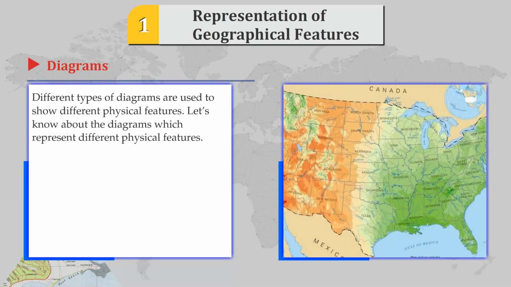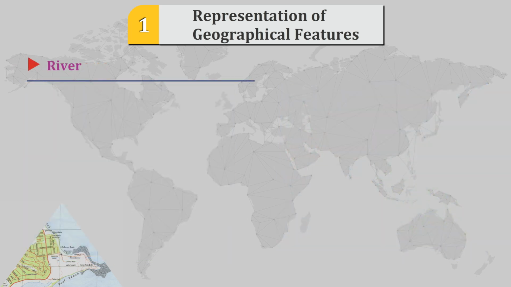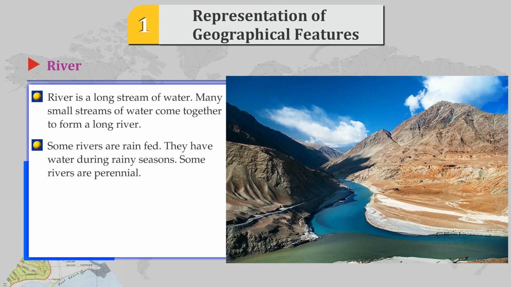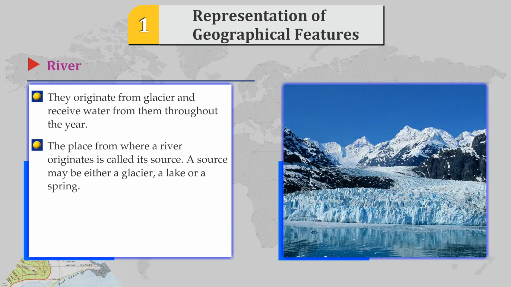Diagrams. Different types of diagrams are used to show different physical features. Let us know about the diagrams which represent different physical features. River. River is a long stream of water. Many small streams of water come together to form a long river. Some rivers are rain-fed. They have water during rainy seasons. Some rivers are perennial. They originate from glaciers and receive water from them throughout the year.